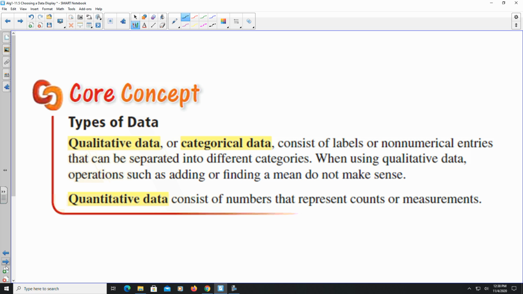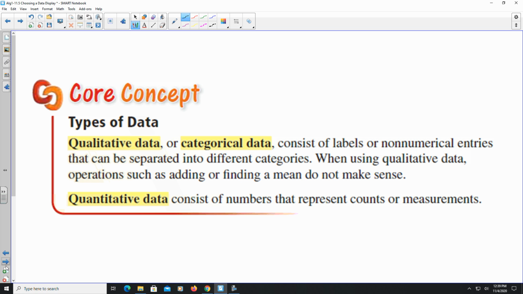So, for example, looking at hair color in a classroom, or individuals' favorite subject in school. Not all of that can be put into a value, but hair color we'll go with. There's no actual number representation.